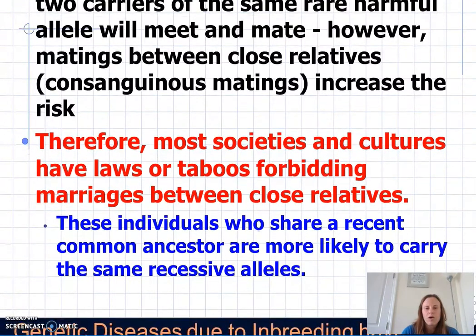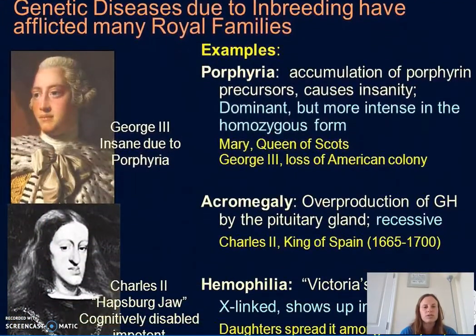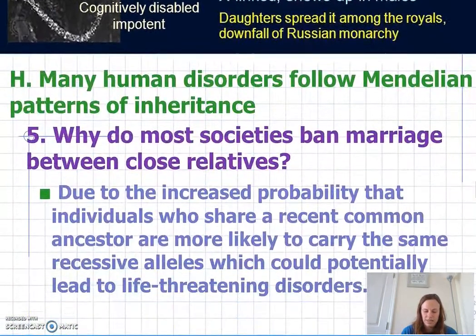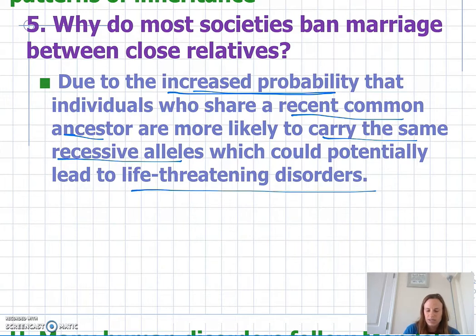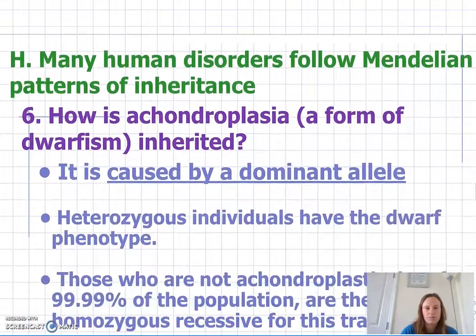Recessive alleles are more likely to be carried if I have a common ancestor. So most societies and cultures have banned marriages between close relatives or have taboos against them. For example, royal families wanted to maintain that royal bloodline, and what they actually ended up doing was perpetuating these recessive alleles that ended up leading to genetic diseases. So why do most societies ban marriages between close relatives? Because of the increased probability that individuals who have a recent common ancestor carry those recessive alleles that could potentially lead to life-threatening disorders. There's more of a chance that these recessive alleles will show up in their offspring.